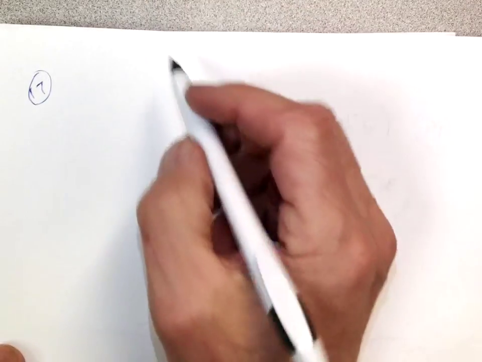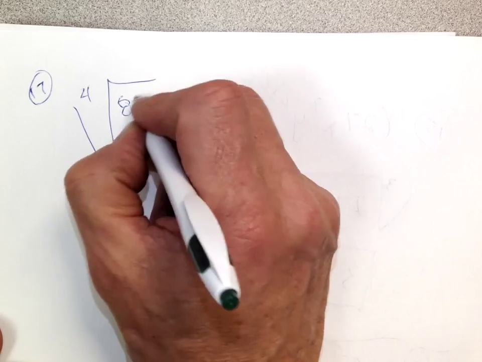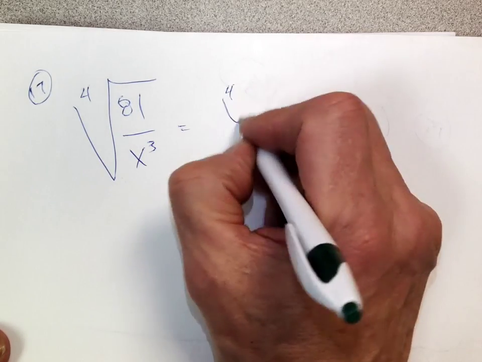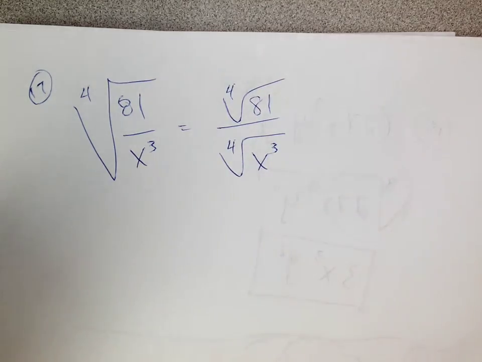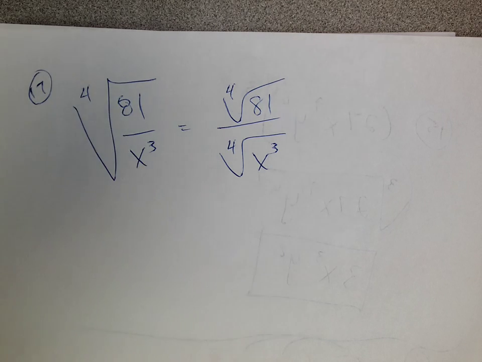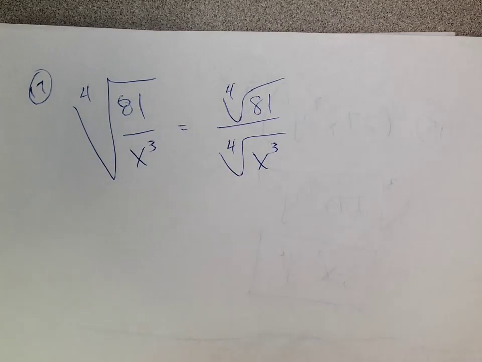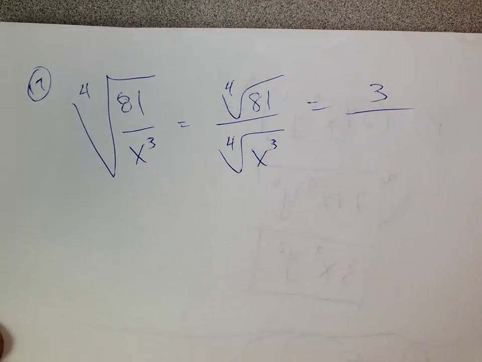4th root of 81 over x to the 3rd. All right, let's break it up: 4th root of 81 over the 4th root of x cubed. Now there is a 4th root of 81. You said 9, so you're close. With 9, 3 times 3 makes 9. So watch: 3 times 3, 3 times 3. How many 3s did I say? So the 4th root of 81 is 3.